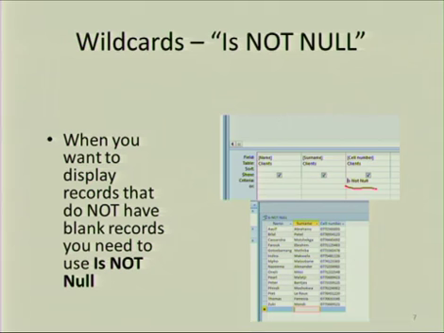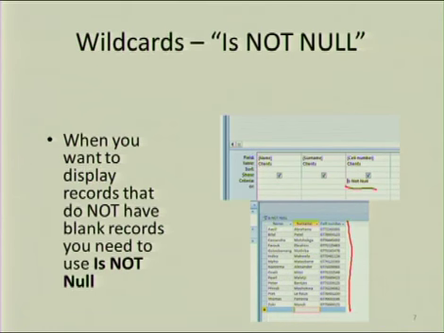Okay, obviously is not null is then the opposite of is null, and it'll bring up everything that is not blank. So if you look at my example, I said is not null under cell number, and it's brought up everything that does not have a blank cell.